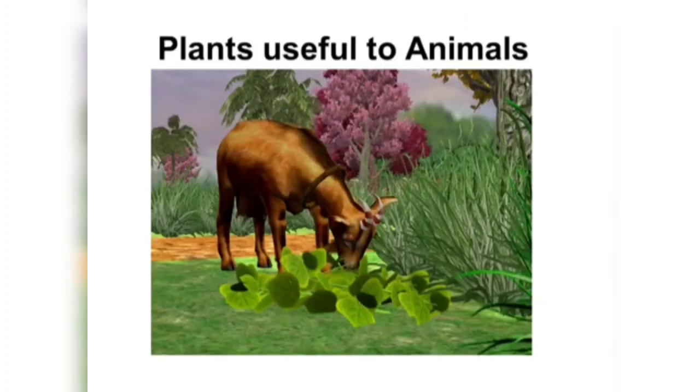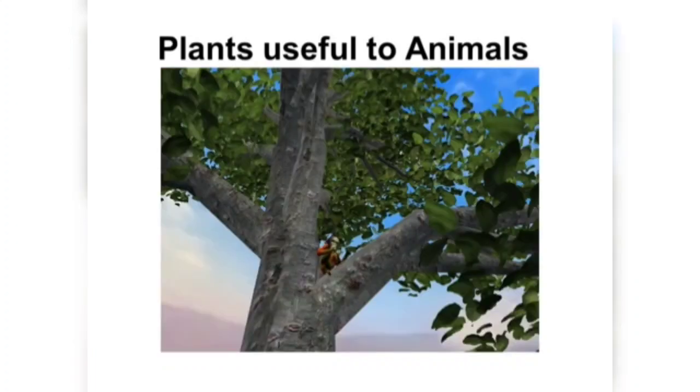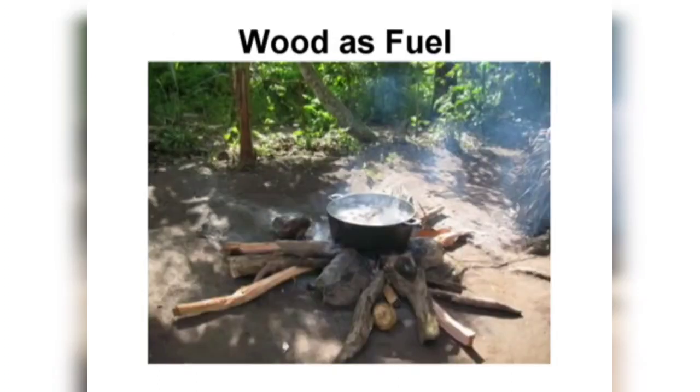Plants are also useful to animals. Many animals eat plants as food, like goat. Trees are also home to many animals. Monkeys, squirrels live on trees. The birds make their nest on the trees. The wood from plants is used as a fuel for cooking from the ancient times. Many people still use wood as a fuel for their cooking.